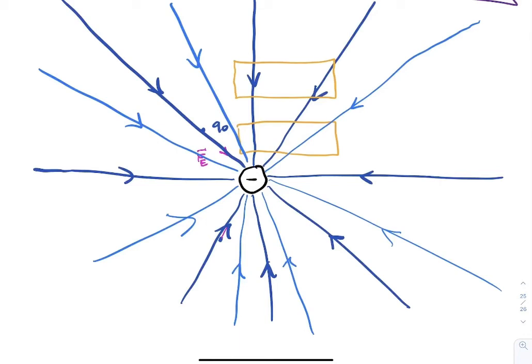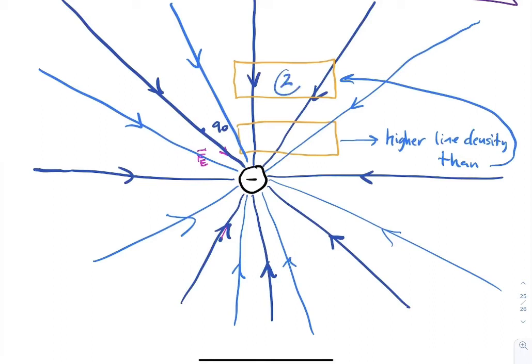So we would say that this orange box has a higher line density than this one. This one only has 2 field lines. This one has 4. And so what we could argue then is that the electric field anywhere in here will have a greater magnitude, or be stronger, than the electric field anywhere in here.